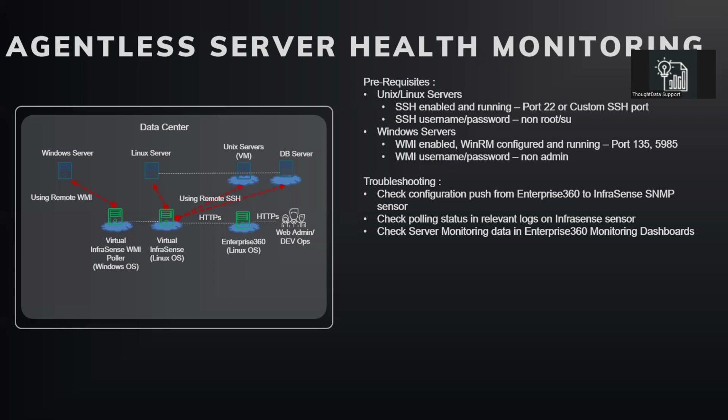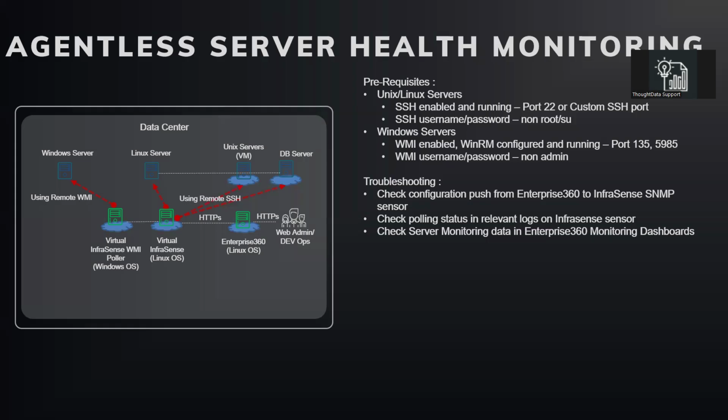So if you were to do only Linux-based machines remote monitoring or agentless monitoring, you only need virtual InfraSense on Linux operating system. But if you intend to do both Windows-based and Linux-based operating systems remote monitoring, you would also need an additional component for Windows, which is the WMI Poller software, which runs on the Windows operating system. And this WMI Poller software, you can install on any Windows machine, any desktop Windows machine, or spare Windows machine. You can set it up for polling the Windows servers.